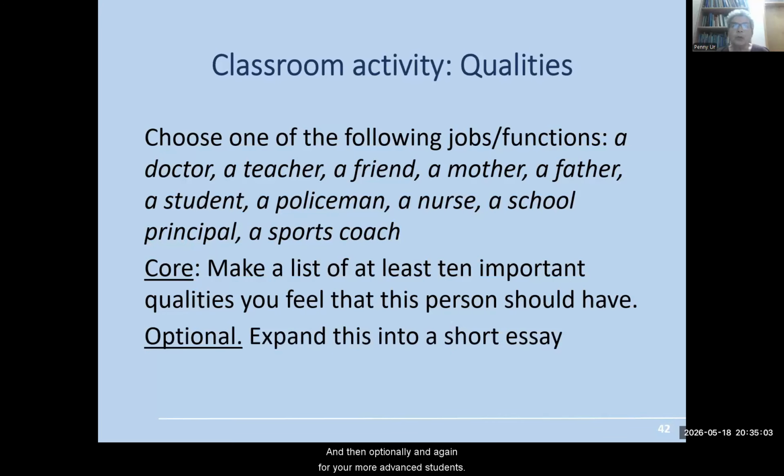And then optionally, and again, for your more advanced students, you probably have to tell them, I expect you to do this bit, expand this into a short essay. And there's a short essay about the qualities that you think these different functions should have.